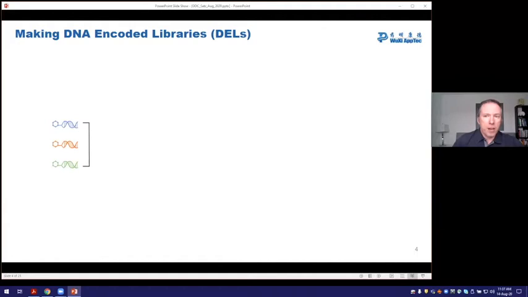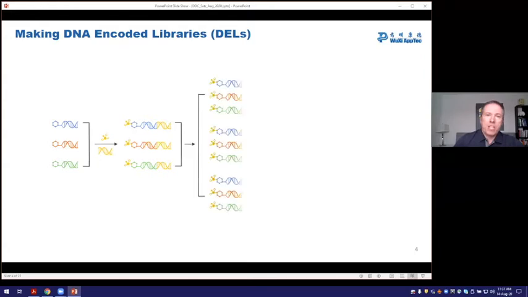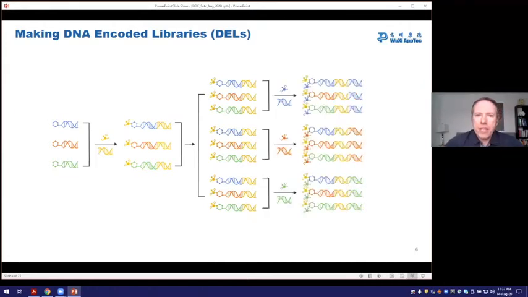So we make these DELs by way of split and pool combi-chem. So for instance, let's say we have a mixture of 3 different library members. So we have 3 different barcodes, which encode 3 different structures. And we're going to take this mix and we're going to split it up into 3 different tubes. So that's the split part of split and pool combi-chem. And then in each one of these different tubes, we're going to add a different building block, which we call a BV, and a different tag.